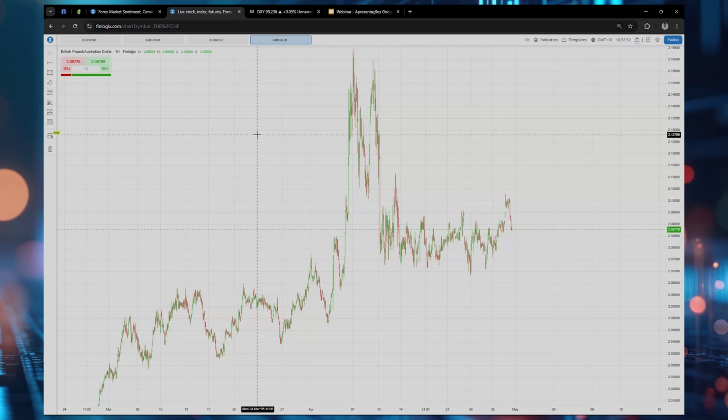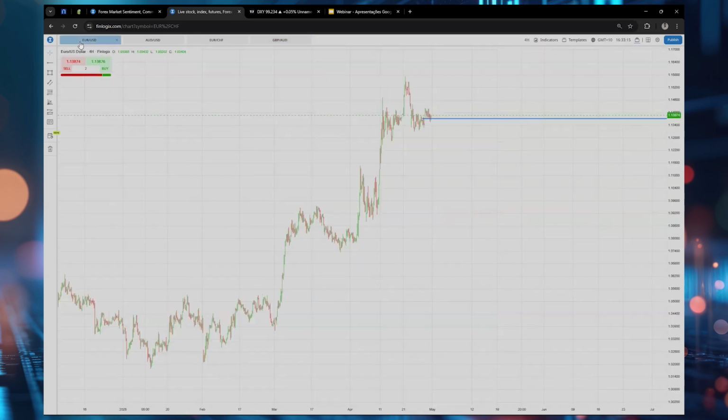Cool. So first thing here is we selected the pairs. We went through all the pairs. We saw the ones that were good. We saw the ones that are not that good. Now we need to find an entry point. We need to decide which one we're going to take and which one we're going to leave aside, and then take the trade.